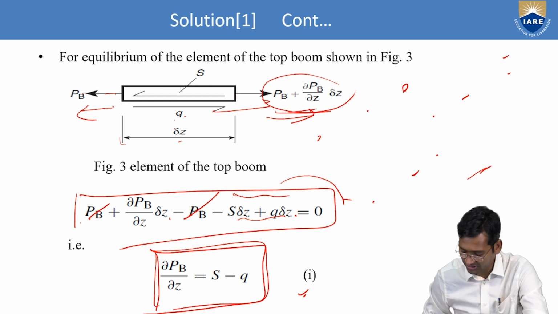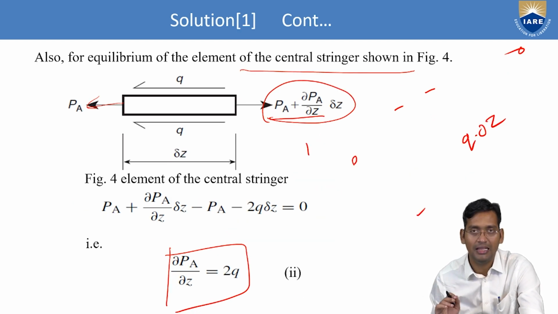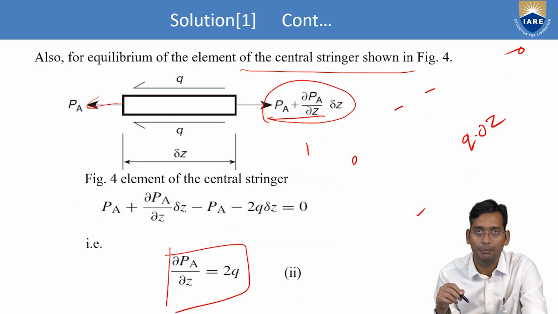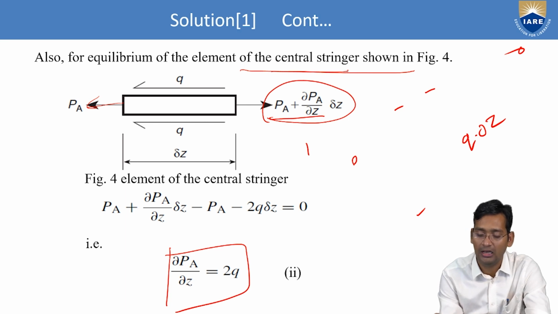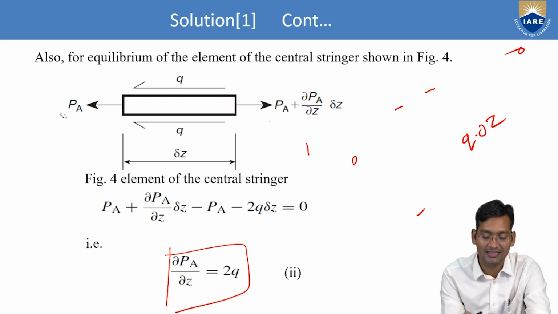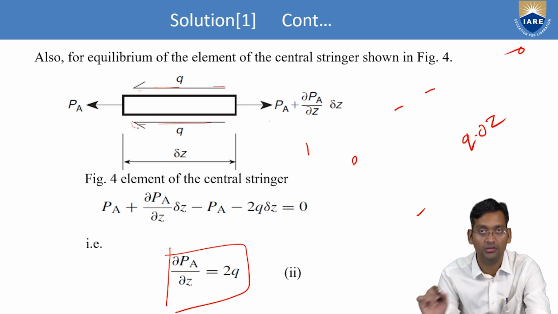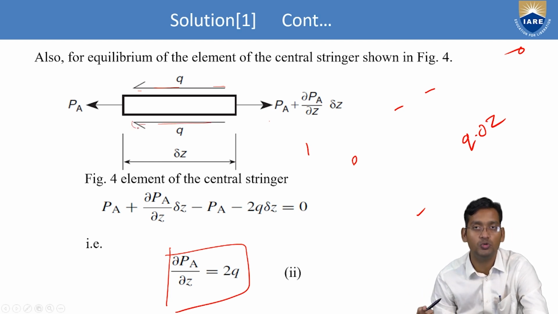Okay. So now after getting del PB, in a similar way del PA we have to find from the middle one, for the central stringer. So again, free body diagram. So on this side PA plus del PA by del Z into del Z, and on this side PA is acting. This time Q is acting on this side, and this also is acting on this side. So that means minus 2Q will be there.